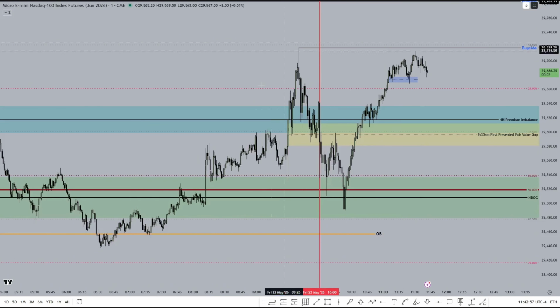But now this is where our actual model comes into play, as all the rest was just setup. Okay, so now, this is our discount array, this new day opening gap, this is our sell side liquidity here, okay, and this is our first presented fair value gap.